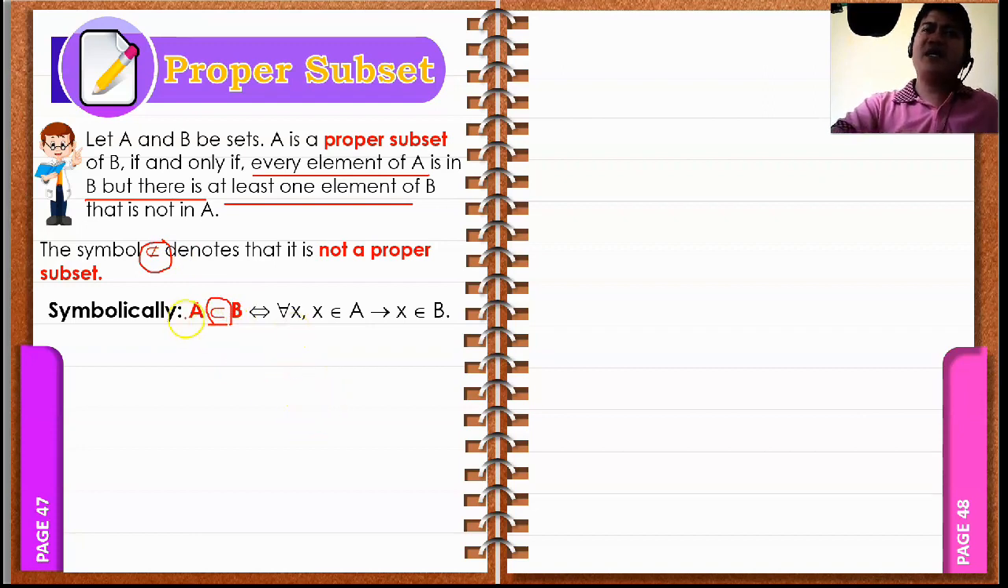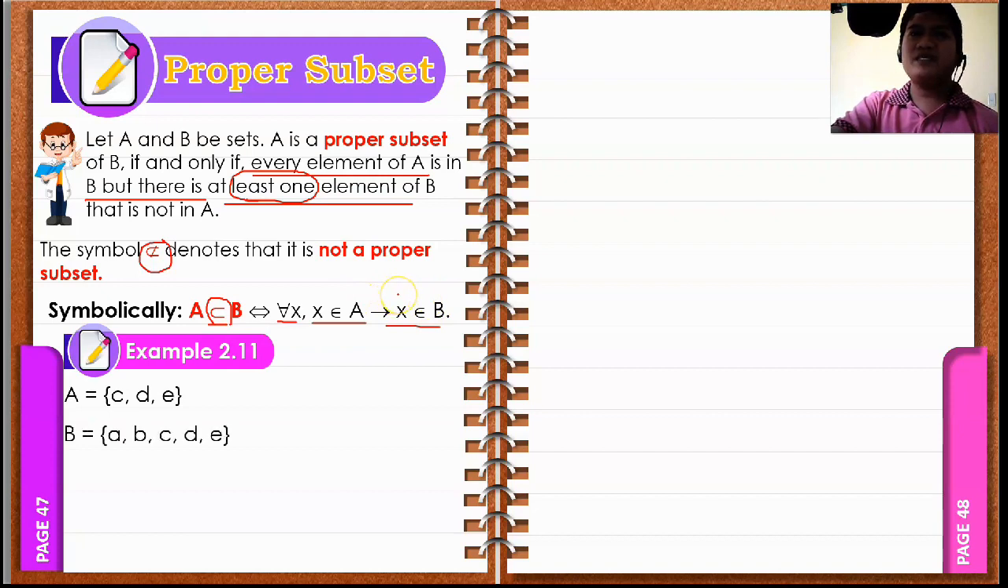Symbolically, A is a proper subset of B if and only if for all x in A, x is also in B. As you notice, the definition is almost the same as the previous discussion, the subset. The only difference is in proper subset, wala na po yung equal sign. Because in the subset, you can have the same elements in A and B. So let's say set A has the same elements as set B, then A is a subset of B. But for the proper subset, set B should have at least one element. So this is very important, at least one element.